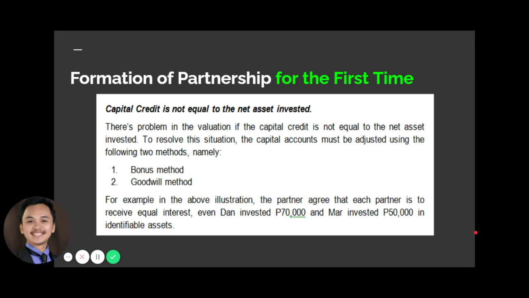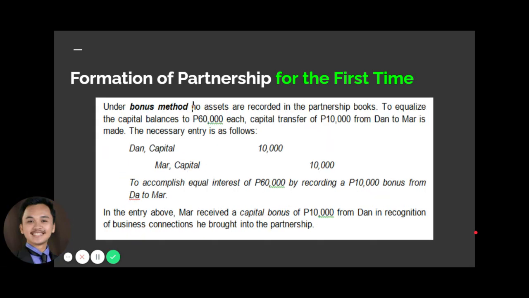So in this case, if we follow basic accounting, Dan should be credited 70,000 capital since he invested 70,000, and Mar should only be credited 50,000 to his capital because he only invested 50,000 in identifiable assets. However, the agreement does not say so. What the agreement has said is that they will be receiving equal interest. So therefore, Dan and Mar will receive equal capital interest. How are we going to account for this?